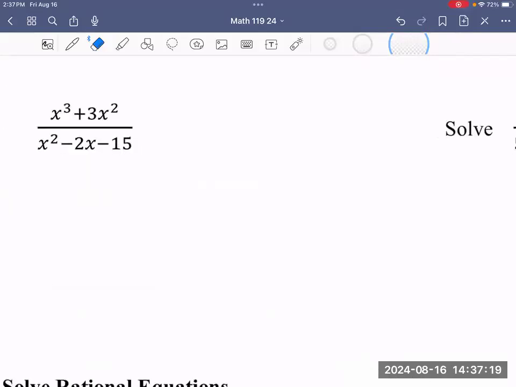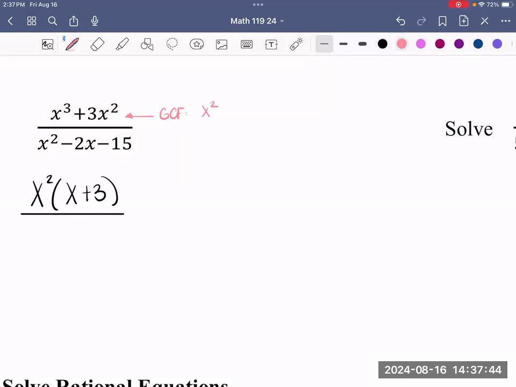So first thing we're going to do is simplify. Simplifying a rational is when we get to start to factor. So looking at a GCF to factor, notice that they both have an x squared in common. By taking out that x squared, you're left with x plus 3.